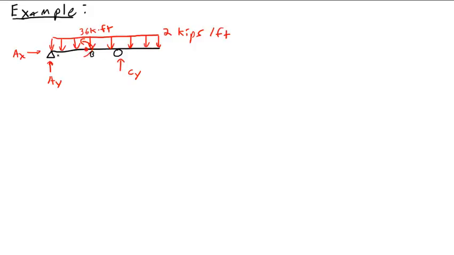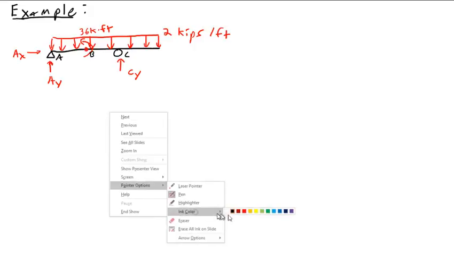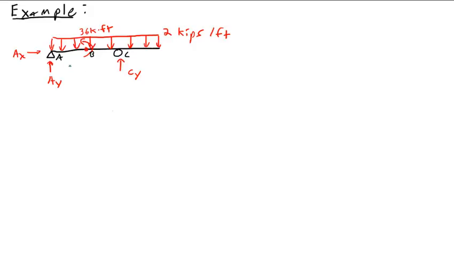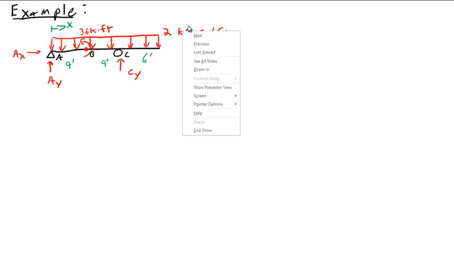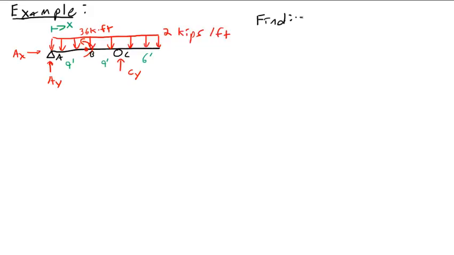This is B, this is A, this is C, and we'll need some dimensions. Our dimensions are going to be 9 feet from A to B, 9 feet from B to C, and 6 feet from C to the end of the free end. And X is going to start from the left and increase that way. So we are asked to find the shear and moment diagrams. Find V and M diagrams for this beam here.